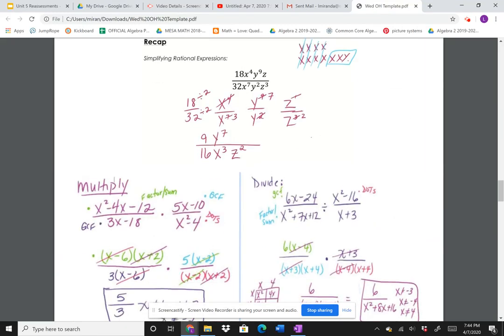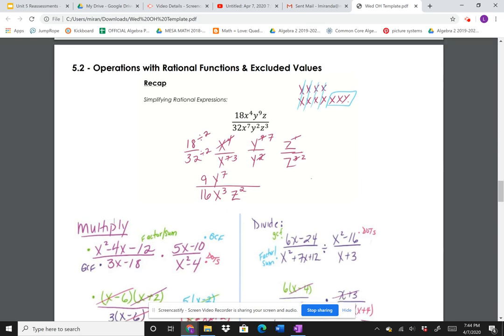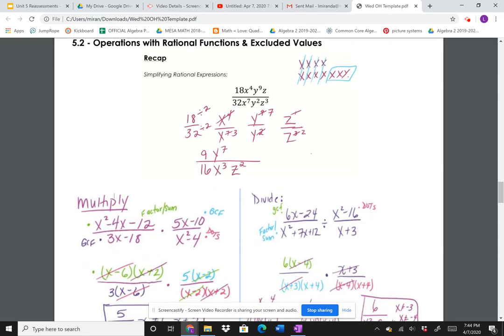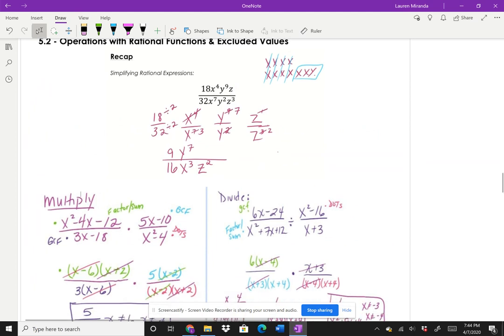Okay, 5.2, operations with rational functions and excluded values. So simplifying rational expressions, hit pause if you need to look at this example. Multiplying and dividing. Remember, when we multiply and divide, our excluded values are going to be coming from our denominators.